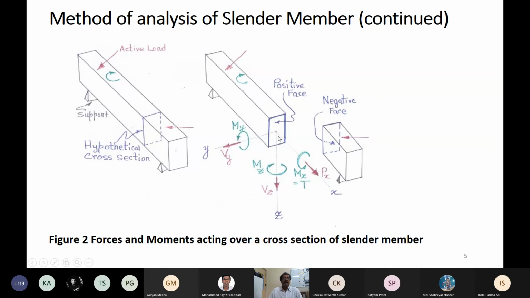So I can say that there are three components of forces and three components of moments. Three components of forces: Px. You will understand later why I have designated Vy and Vz. So Px, Vy, and Vz are the three force components acting on this member cross section, and also Mx, My, and Mz are the three components of moments acting about the x, y, and z axes.